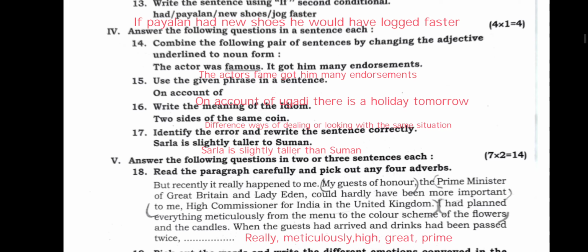So answer the following questions next. Combine the following pair of sentences by changing the underlined adjective to noun form. The actor was famous. It got him many endorsements. The actor's fame got him many endorsements. Use the following phrase in a given sentence. On account of Ugadi, there is a holiday tomorrow. So this kind of sentence you can make. So write the meaning of the idiom: two sides of the same coin. So it means different ways of dealing with or looking at the same situation.